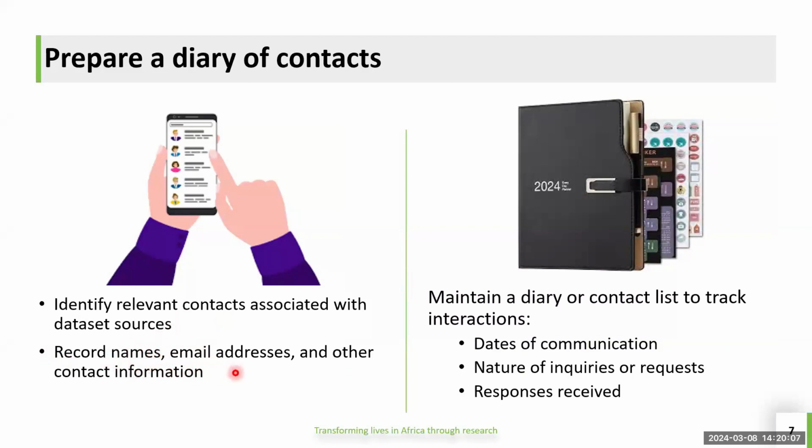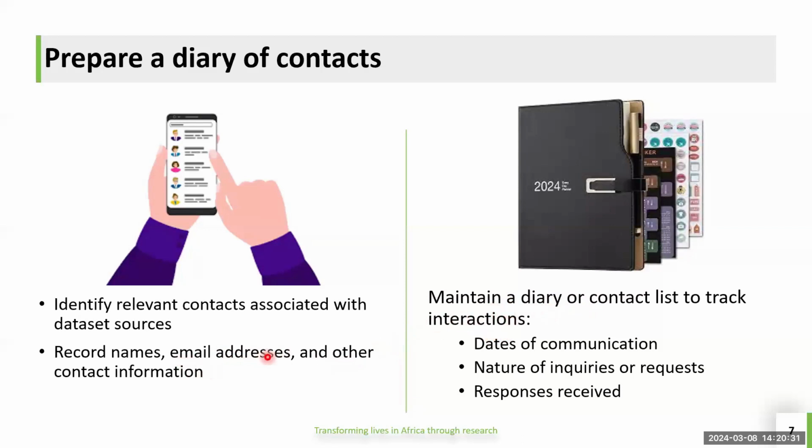Record name, email, and other contact information, something that's relatively stable or static. So once you have someone's name, unless that person changes jobs, that name won't change, their email, these things are more or less stable.